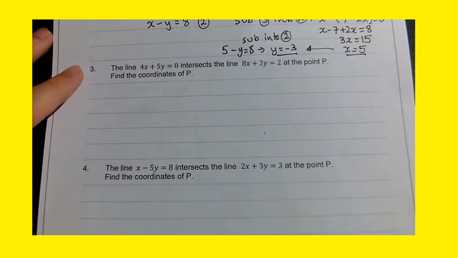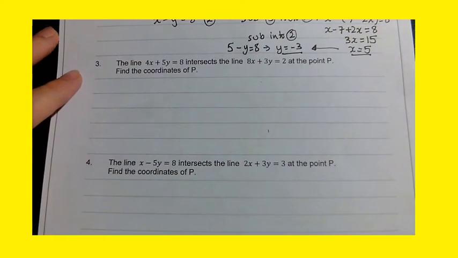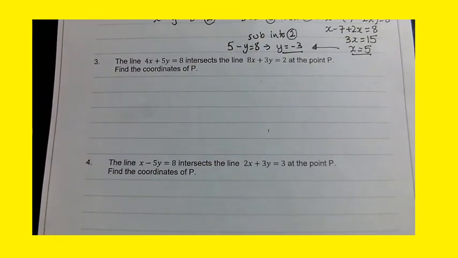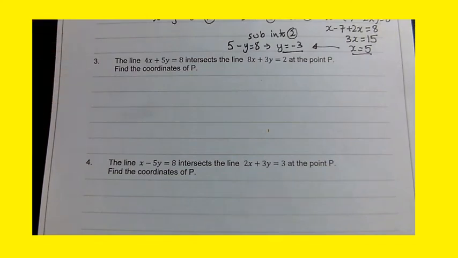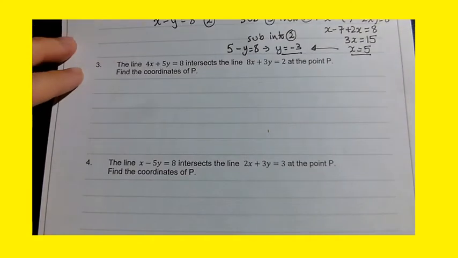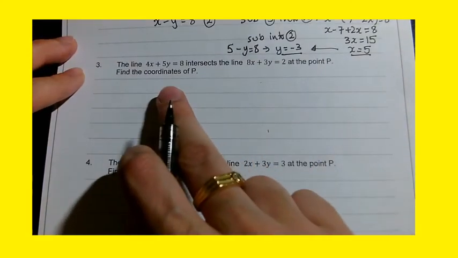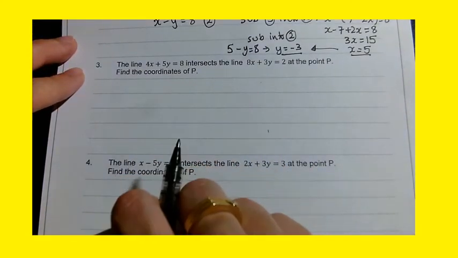Right, question 3. We're now asked to find the coordinates of intersections between 2 lines. And remember what I told you, the method of simultaneous equations by elimination or substitution can help us get that coordinate. So again I've got 4x plus 5y equals 8 and 8x plus 3y equals 2.